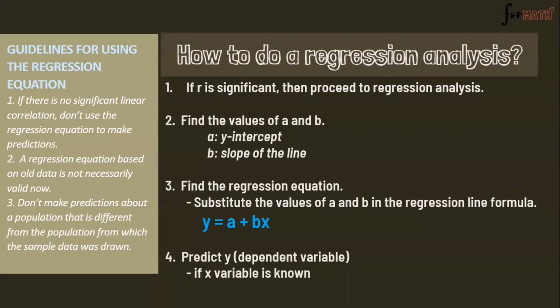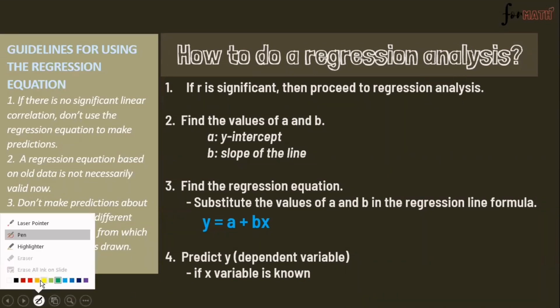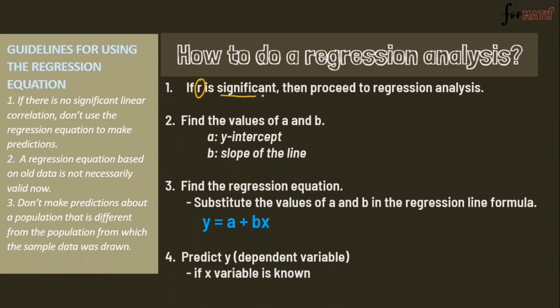Okay? So, how to do a regression analysis? Number 1, dapat ang r po natin ay significant. Ibig sabihin, dapat po yung R natin ay may relationship. Okay? If there is no significant linear correlation, do not use the regression equation to make prediction. So, ibig sabihin, kapag po yung R natin ay walang relationship sa isa't isa, so hindi ka pwedeng mag-proceed with the regression analysis. Dapat sila ay correlated yung dalawang variable para makagawa tayo ng regression equation.